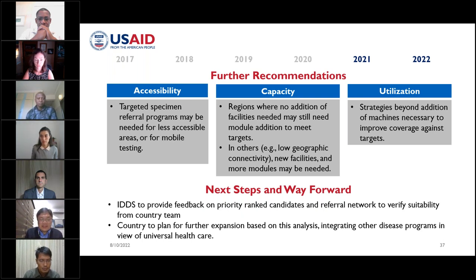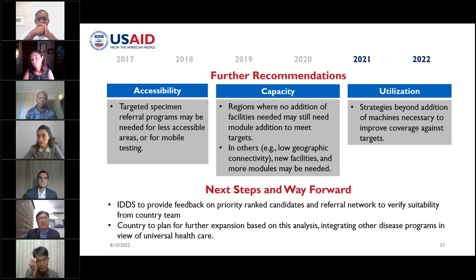And our way forward is that IDDS would provide feedback on priority rank candidate facilities and the referral networks to verify suitability from the country team. And the country will plan for further expansion based on this analysis. And what is actually very timely right now is that we will be integrating other disease programs in view of universal healthcare.